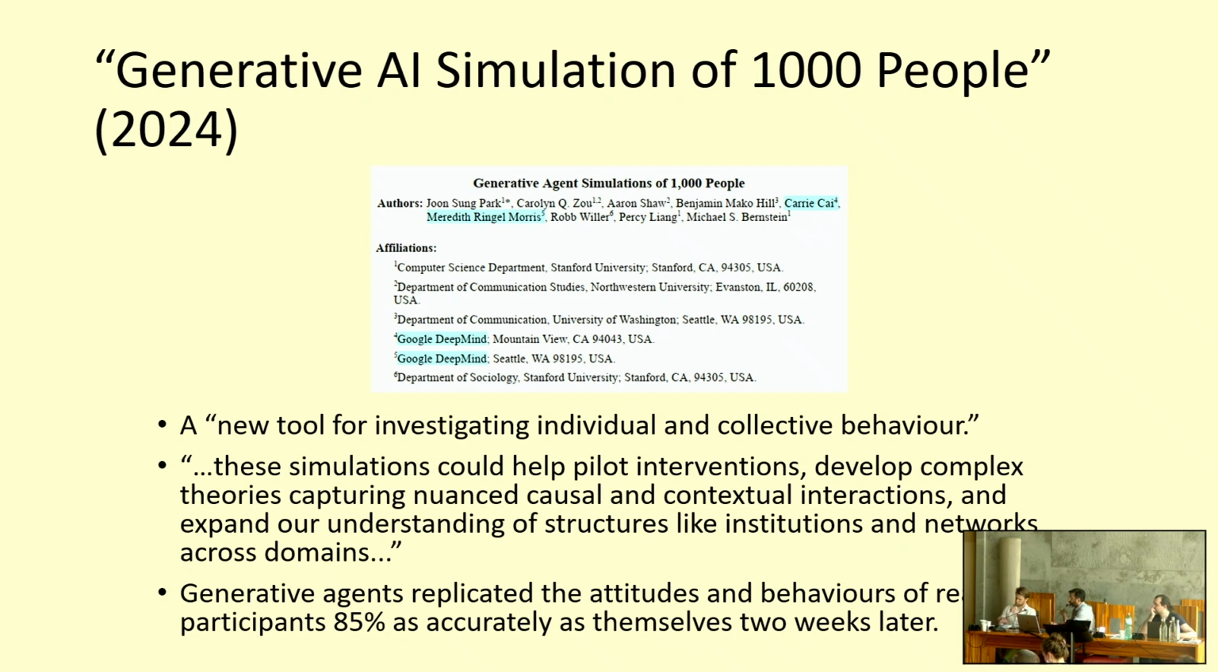Can such a thing work? It's already being explored, such as this research from, again, Google DeepMind. What they did here is they took a cohort of people, had them respond to a questionnaire, had an LLM model of them also respond to that questionnaire, and then 2 weeks later they came back and asked the same questions and found that the generative agent of themselves responded almost as accurately, about 85%, as they themselves responded in terms of the attitudes and behaviors that they expressed.